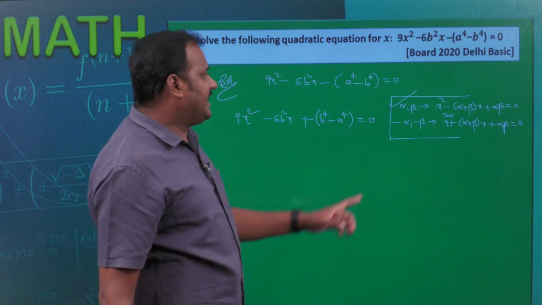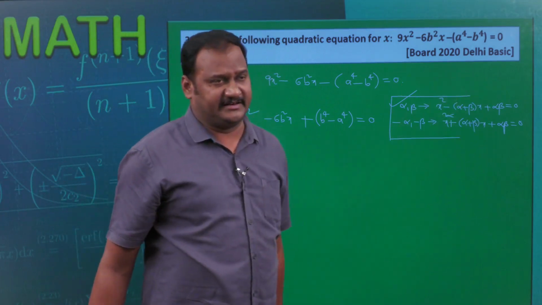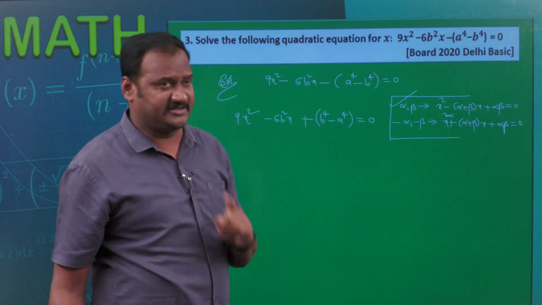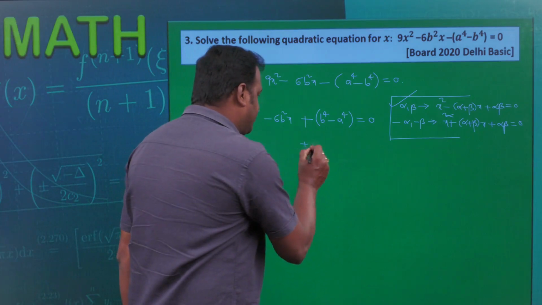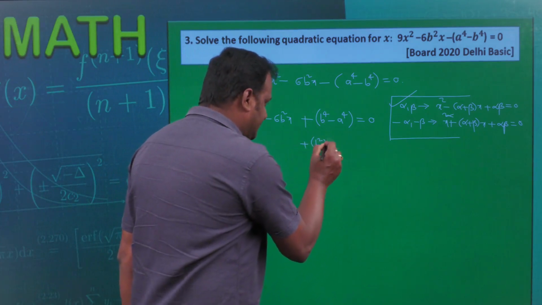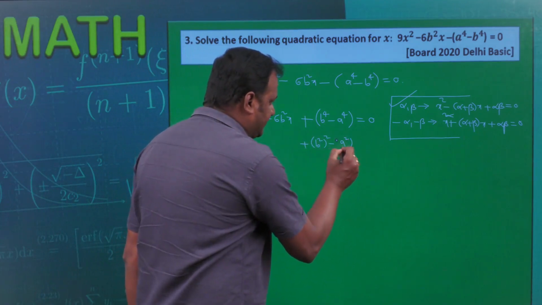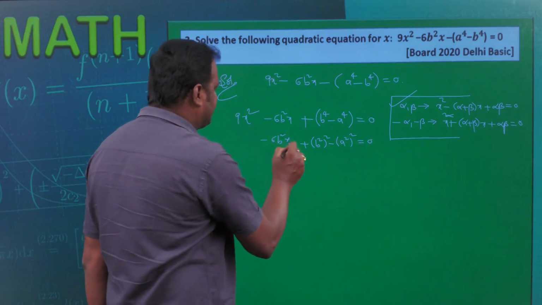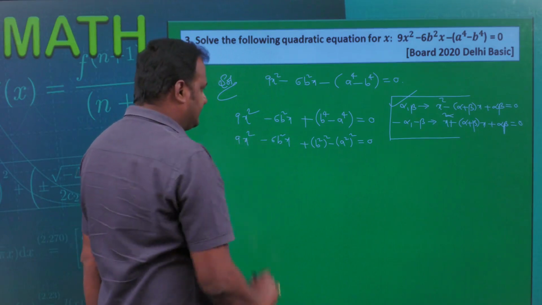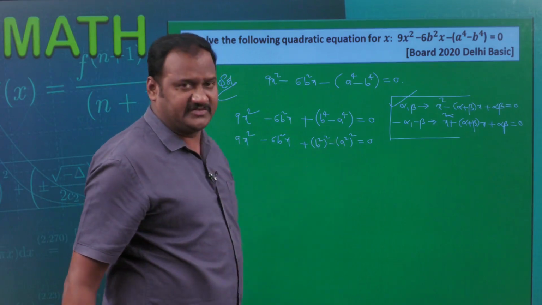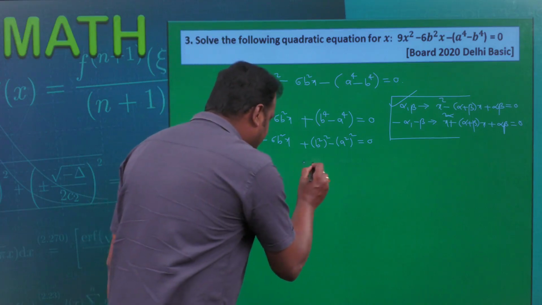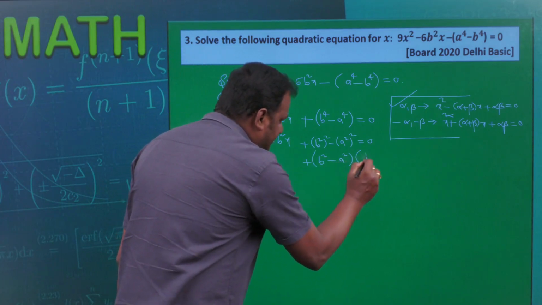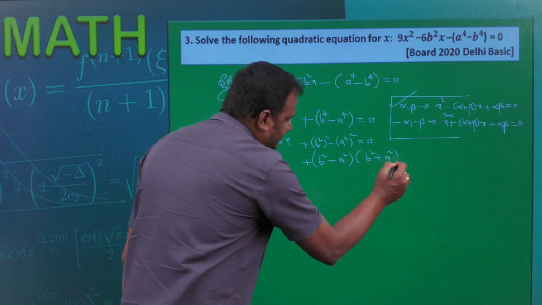And now the last term is alpha into beta there. But this is b power 4 minus a power 4. Can you express it as a product of two different terms? Yes, we can. Write b power 4 as b square whole square minus a power 4 as a square whole square is equal to 0. And this is minus 6b square x and 9x square. See here, this is in the form of a square minus b square. So a plus b into a minus b is going to be b square minus a square times b square plus a square is equal to 0.